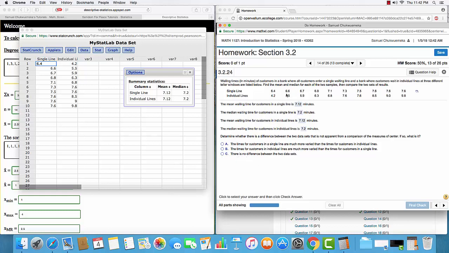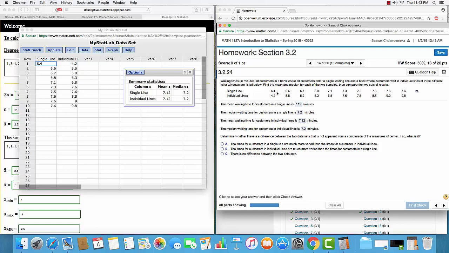But there is difference between the two data sets. Option C says there is no difference between the two data sets. No, there is difference, because the values are not the same. Even though the measures of center for the mean and median are the same, their individual values are not the same. So we eliminate C. Now let's look at A and B.